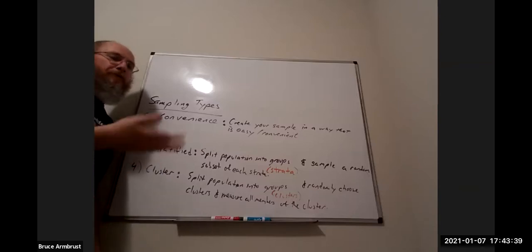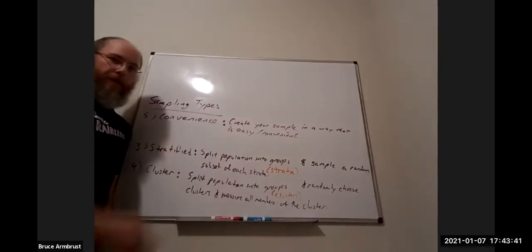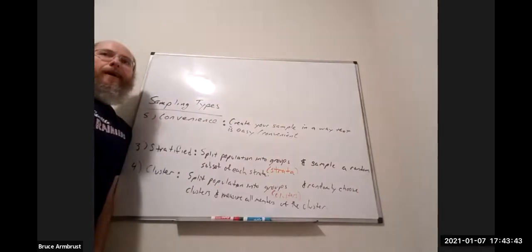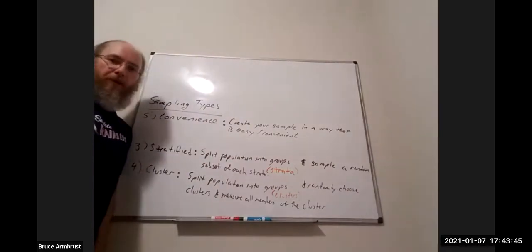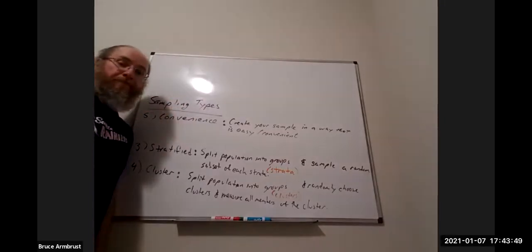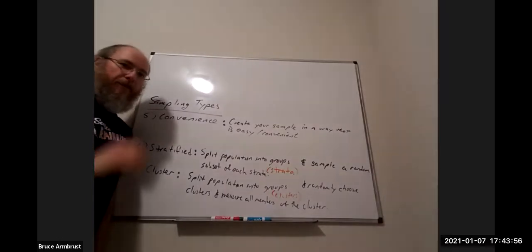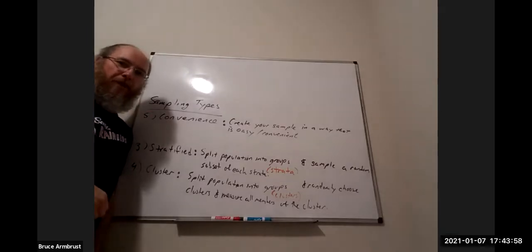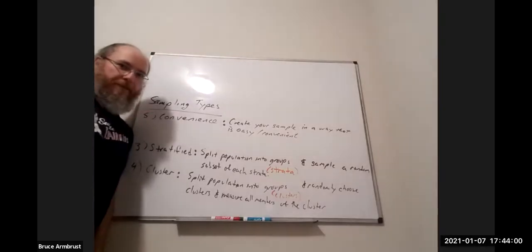Okay, so examples of convenience sampling would be, all right, I want to know something about Lake Tahoe Community College students, so I'm just going to ask you guys. Why am I asking you guys? Well, because you are students that I have access to. It's pretty easy for me to get answers from. It's very convenient.